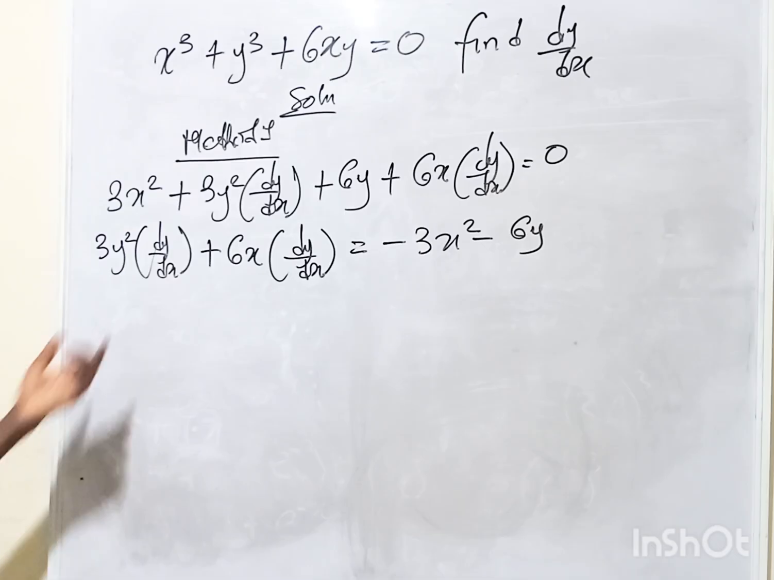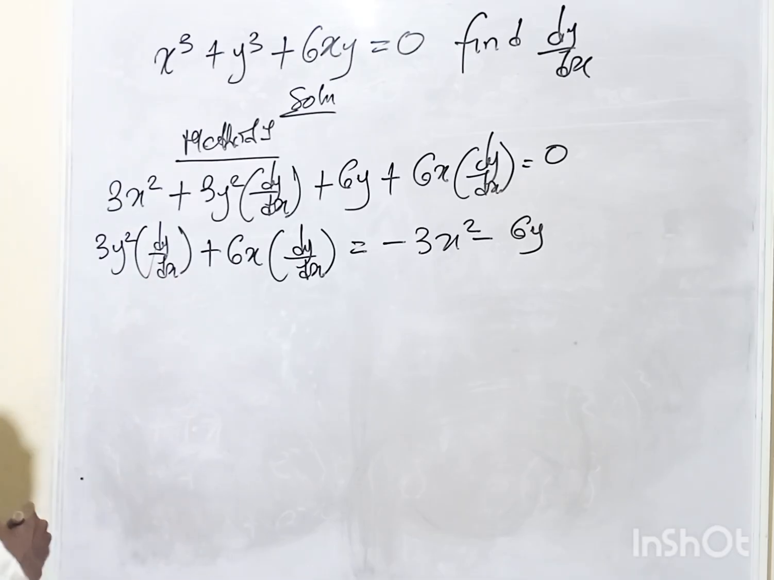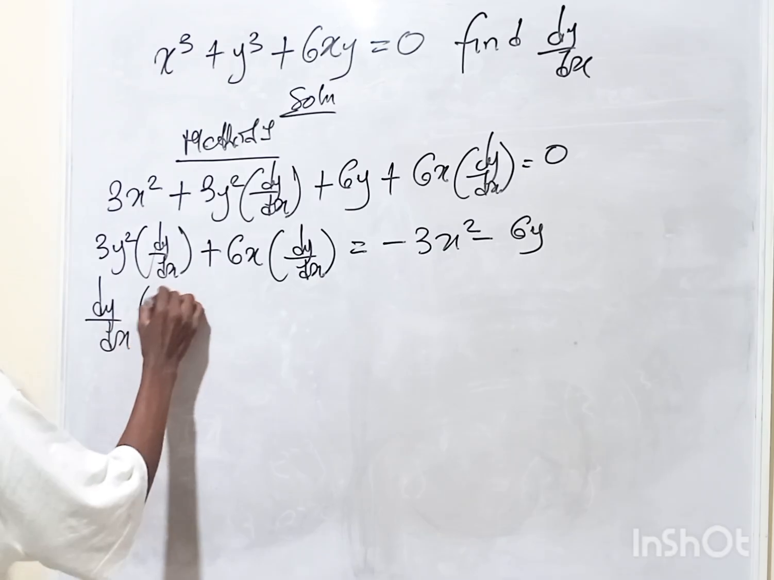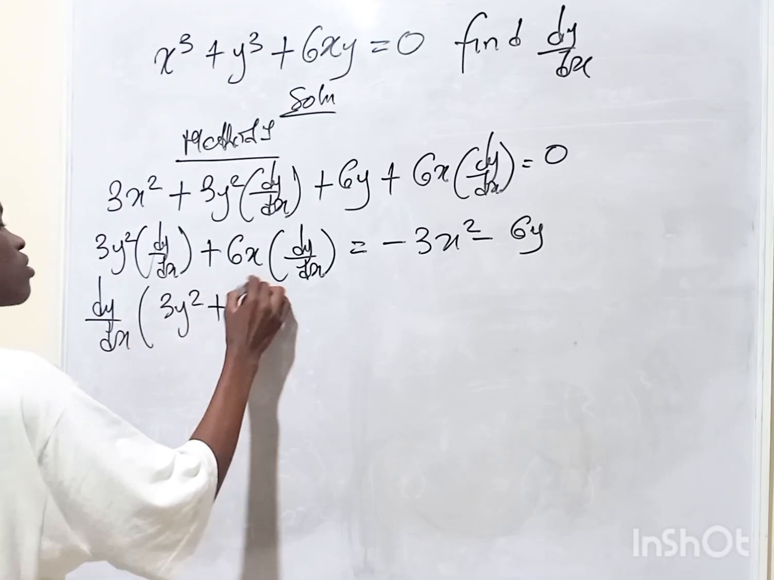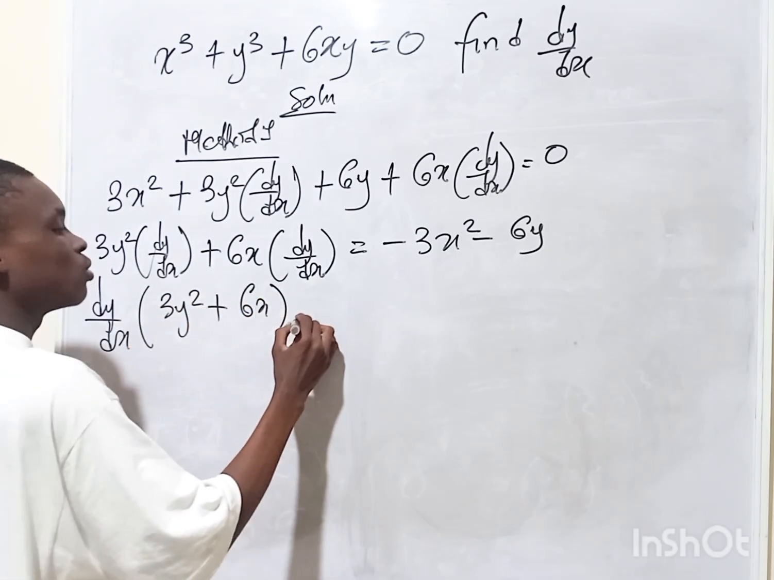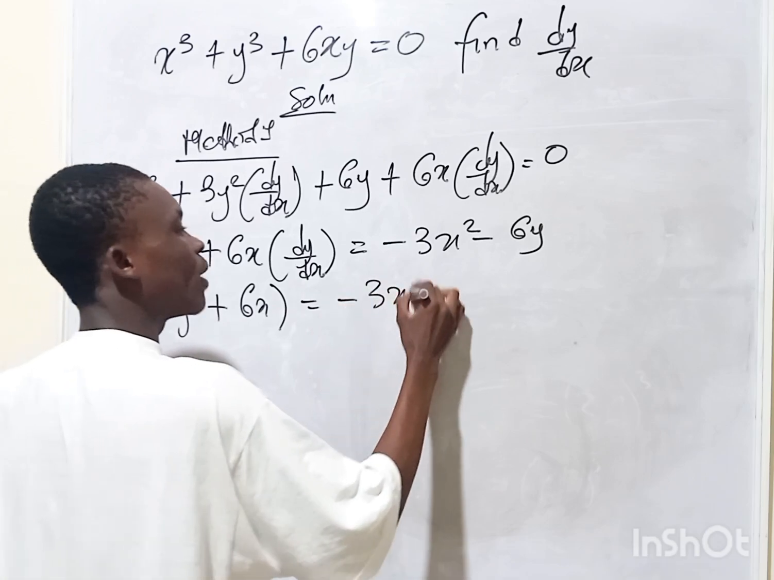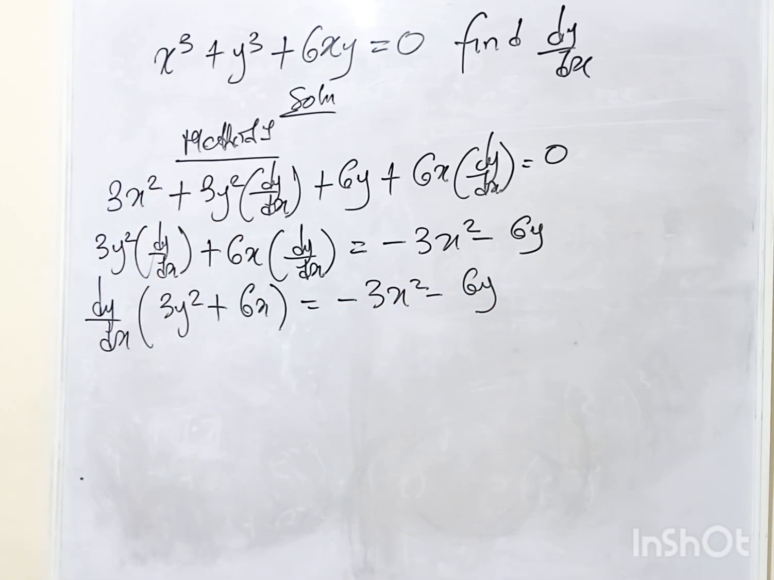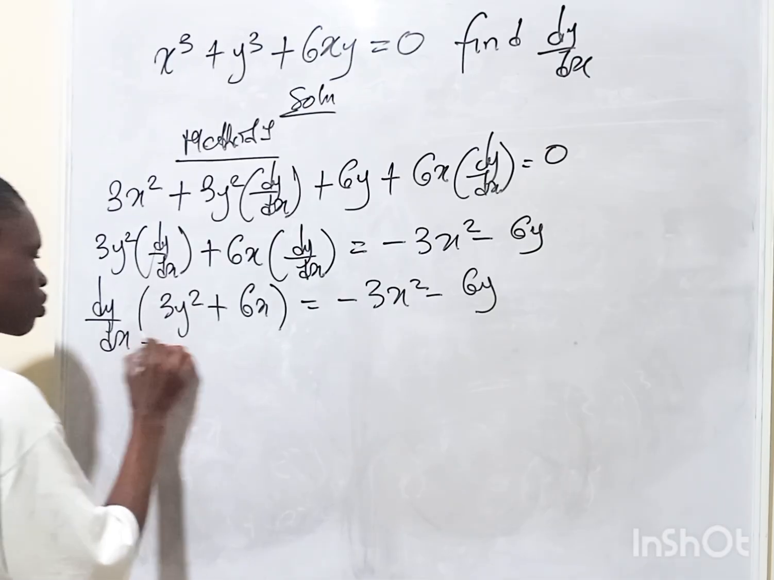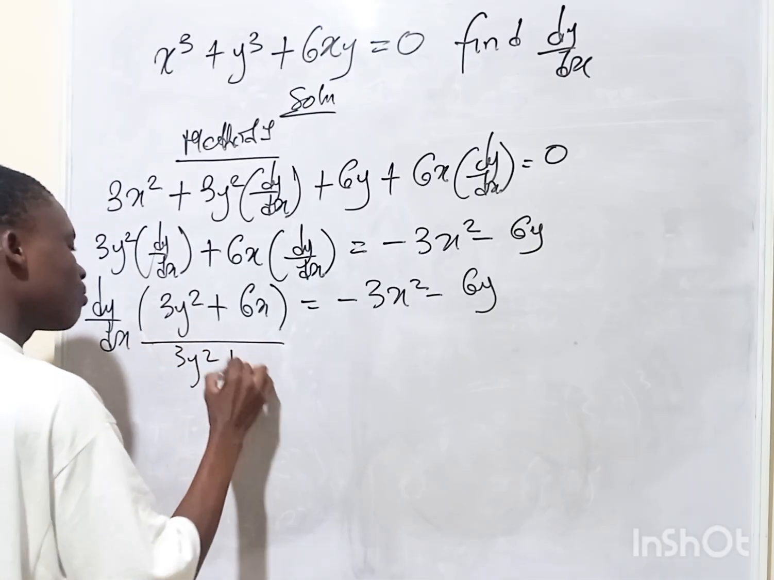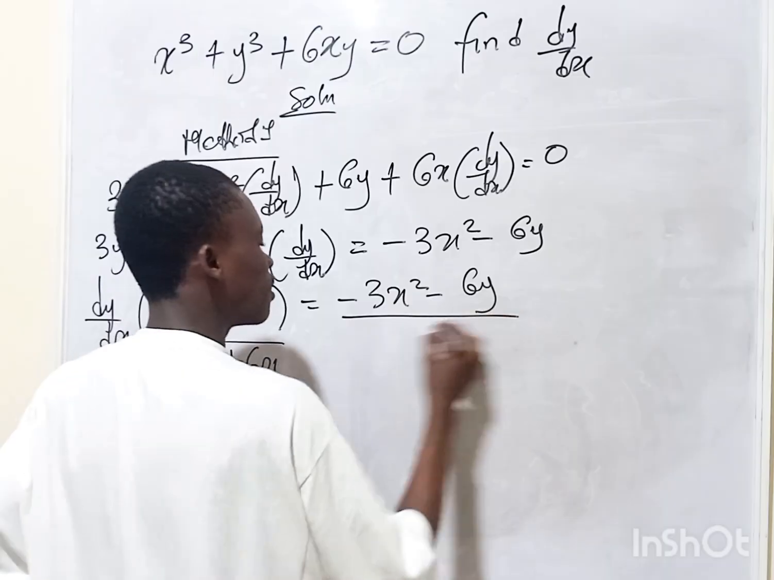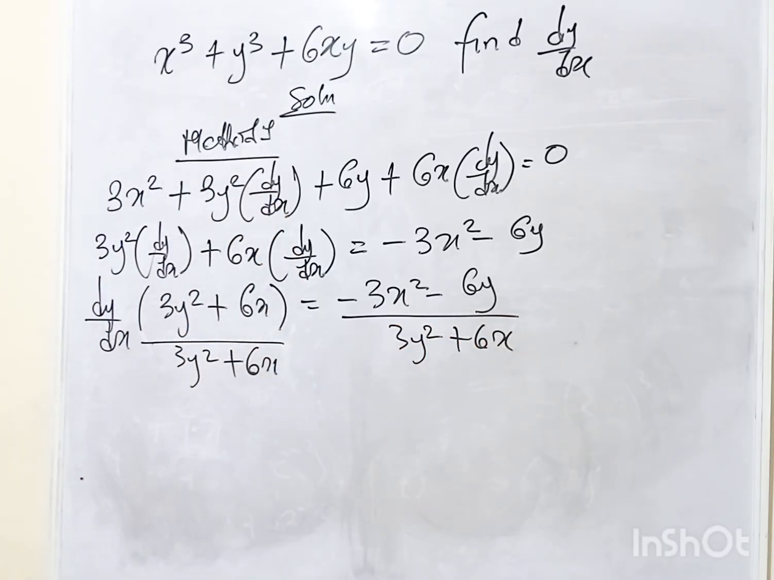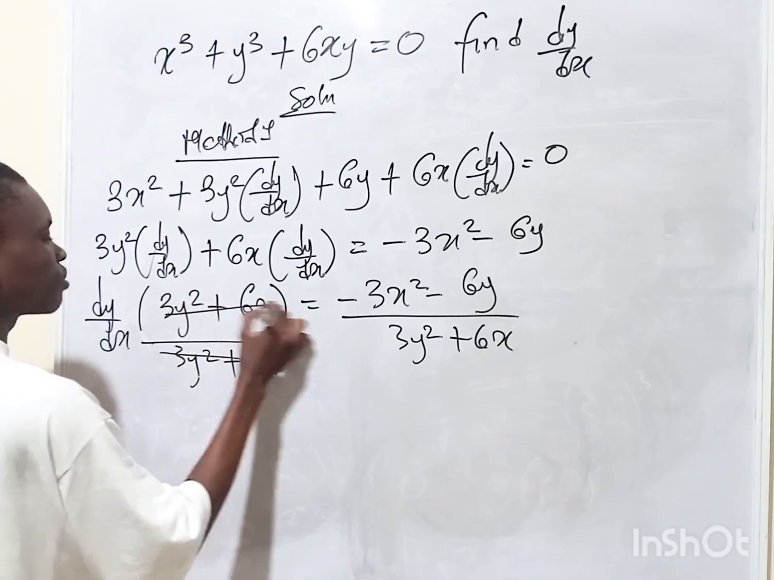So from here, since we have dy dx here, we are going to factorize dy dx. So here clearly we can say this is dy by dx into 3y squared plus 6x bracket close, equals negative 3x squared negative 6y. Right, so from here clearly we'll divide through by 3y squared plus 6x. So from here, what happened? This one here can cancel out this one.